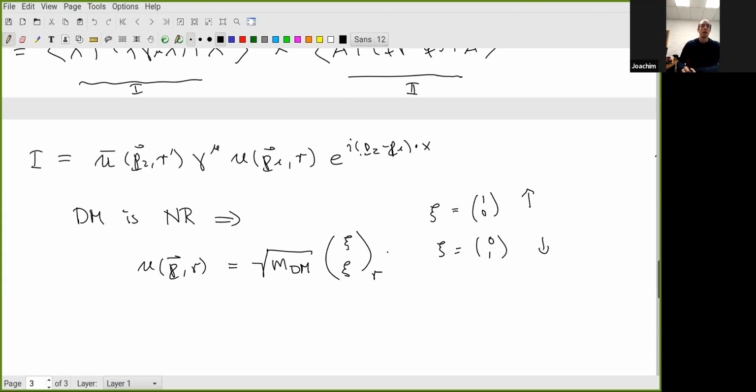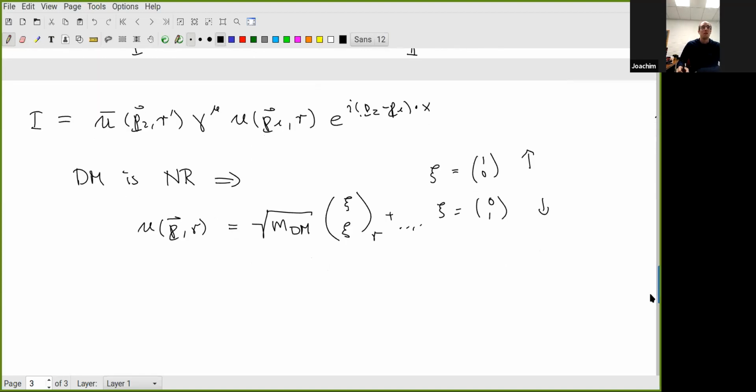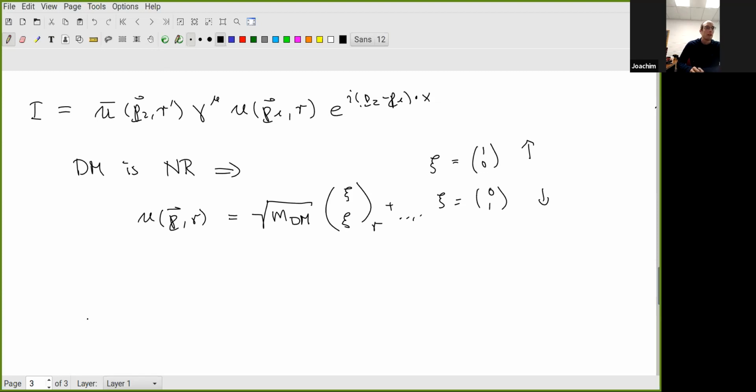And then there will be plus corrections, but these corrections will already be suppressed by powers of the momentum transfer divided by the dark matter mass. So we can just neglect them. We just need the first piece. These are small corrections and we don't need them. All right, so now these spinors have a simple form, and we can just insert them here. So now we just need to know what this gamma mu matrix is, and the gamma mu matrix is given by, let's say, 1 plus Pauli sigma. That's a slightly weird notation, but I hope you know what I mean.